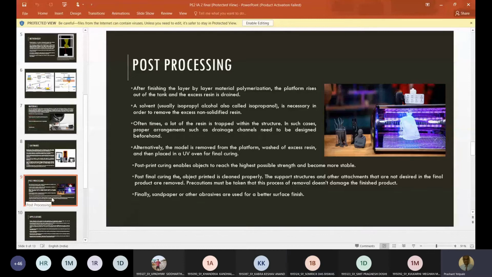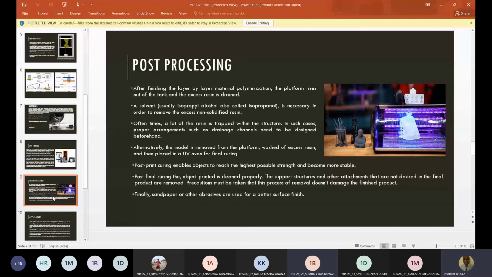Yes, that particular portion where there are so many thin sections, support structures are essential, and that removal is a problem. These days we can use special solvents that will completely dissolve the resin, such as isopropyl alcohol. Applying them on the support structure will automatically dissolve the support structures.